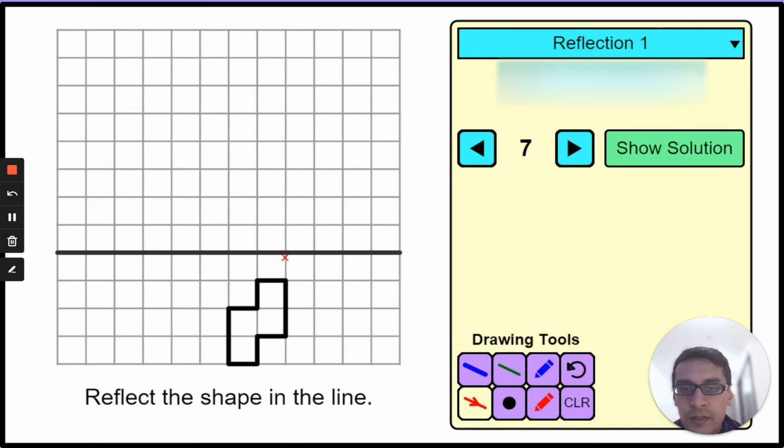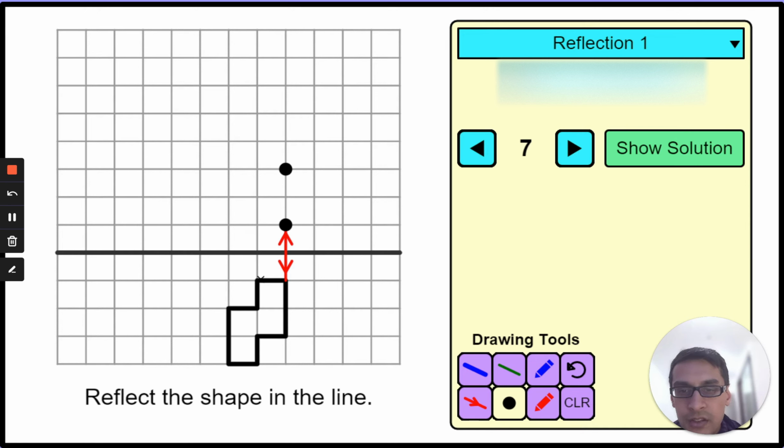So the first thing I need to do is obviously find the mirror line. In this case it's just a horizontal line. Second thing is go perpendicular, so I have to go at a right angle to the mirror line and meet the shape at some point. So in this case I can see I'm going 1 unit down, which means I need to go 1 unit up. And then again I can see I need to go from the mirror line 1, 2, 3 units down, so I need to go 3 units up, 1, 2, 3.